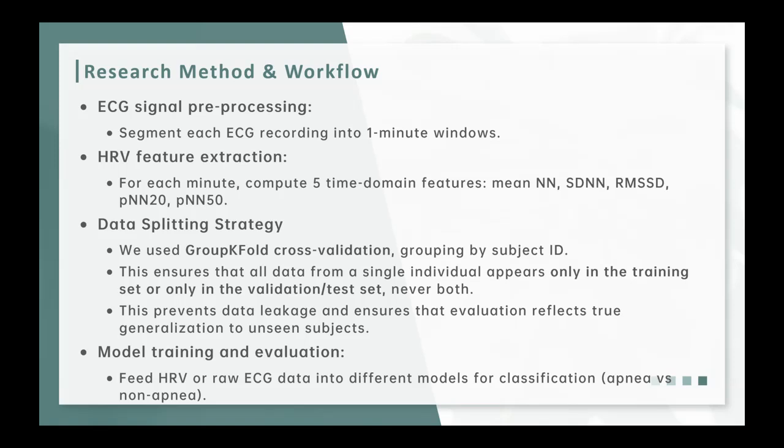On this slide, I will outline the main steps of our research workflow. First, we segmented each overnight ECG recording into 1-minute windows and extracted HRV features for each segment. For the data splitting strategy, we use group K-fold cross-validation, grouping data by subject ID. This ensures that data from the same subject is never in both the training and validation sets. It can prevent data leakage, and this is a common practice in biosignal research. Finally, we train the models using either HRV features or raw ECG segments to classify apnea and non-apnea.